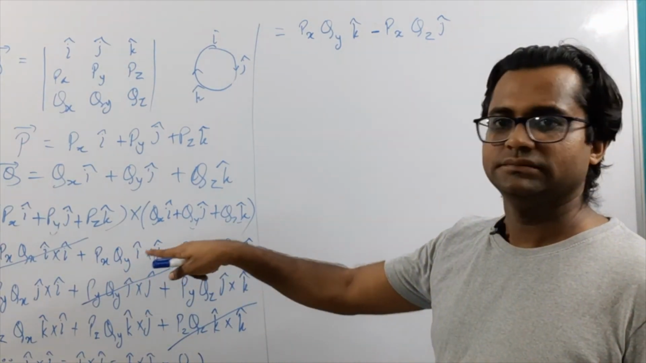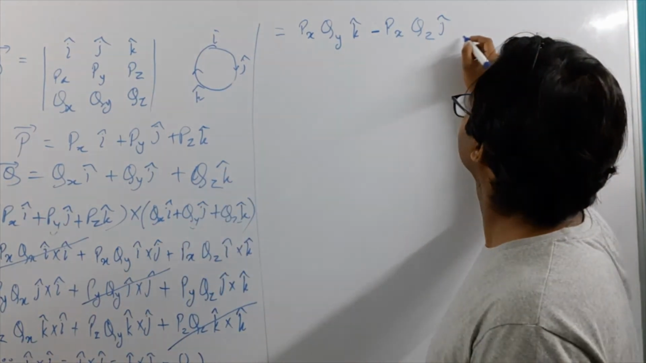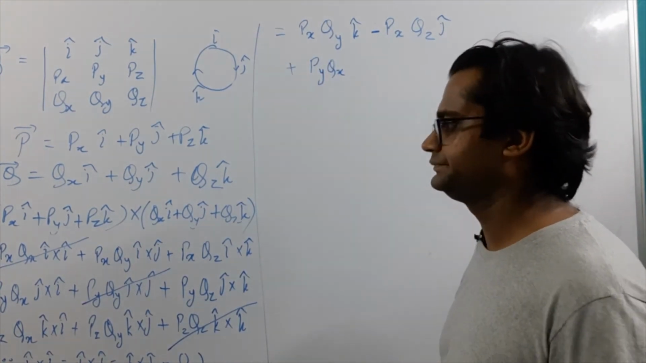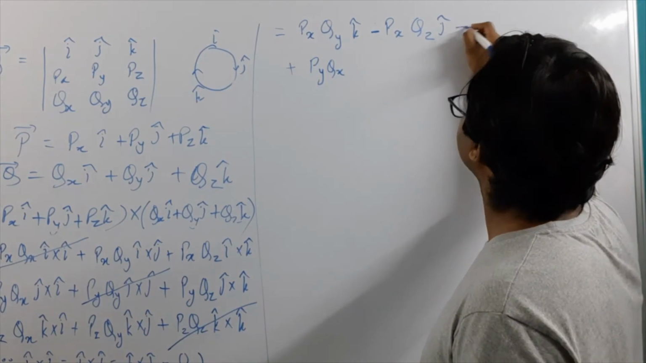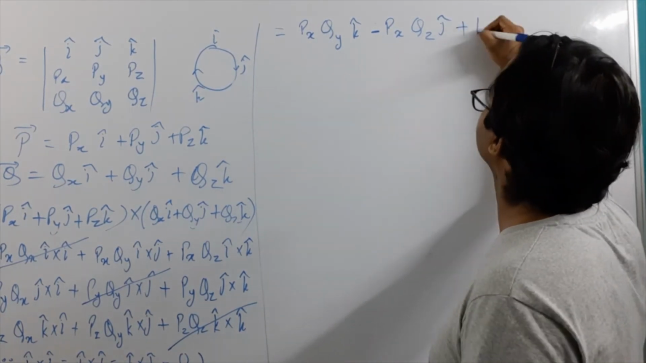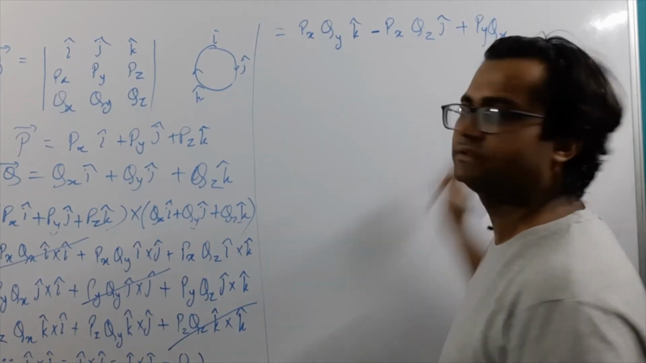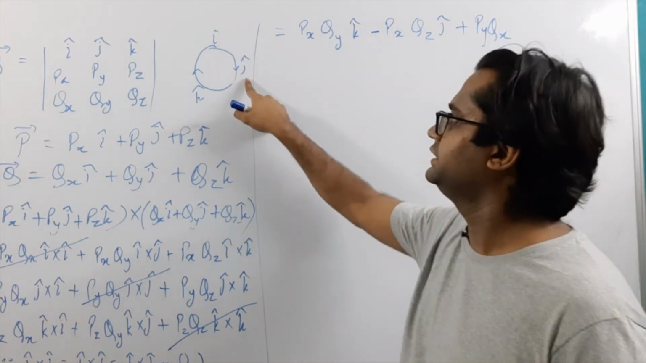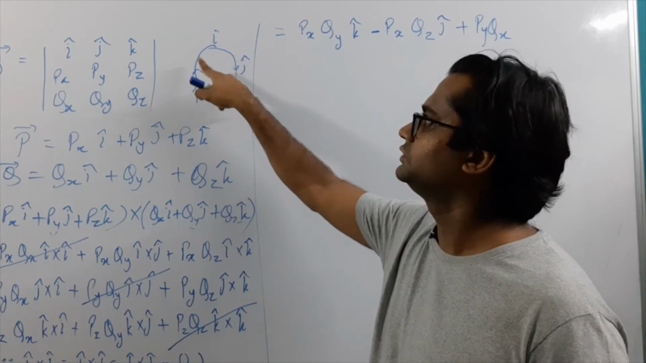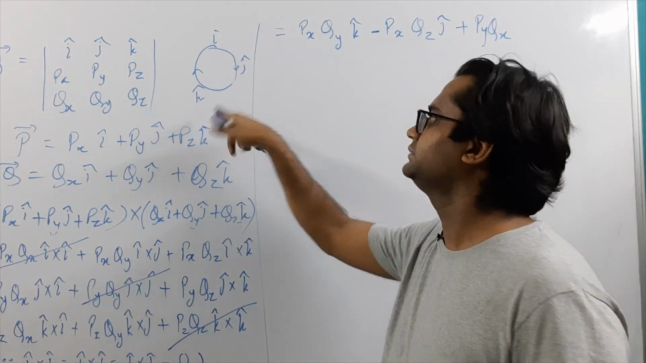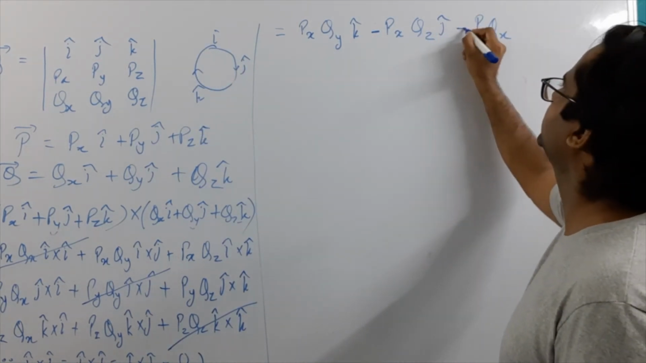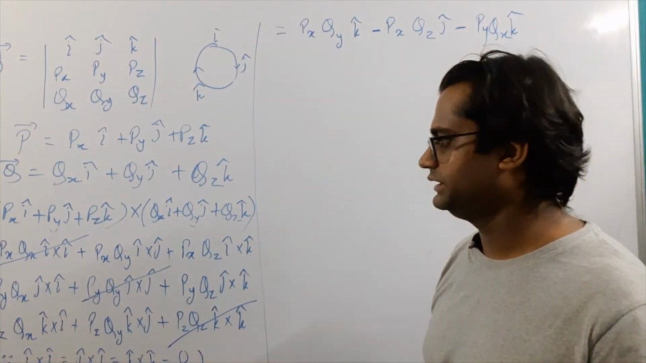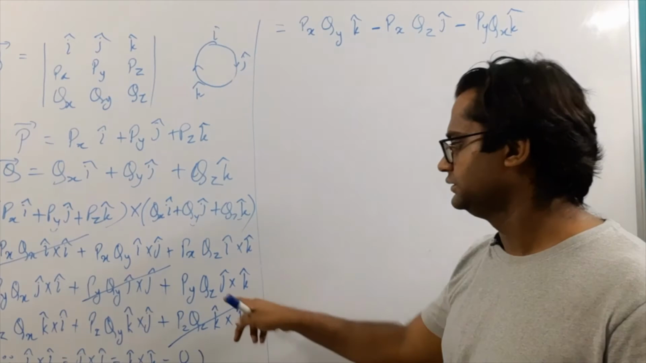Now what about the third term? The third term is py qx, j cross I. So we are going again in reverse. J cross I is minus k, so we'll write here minus k. Fine. So we have done with the first three terms. The fourth term is again 0.